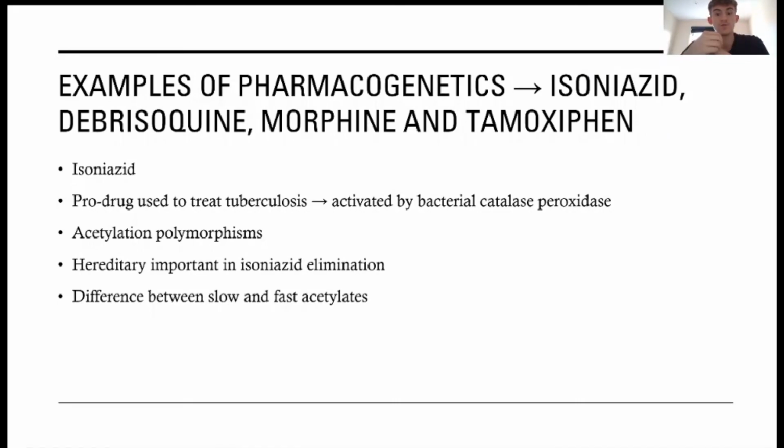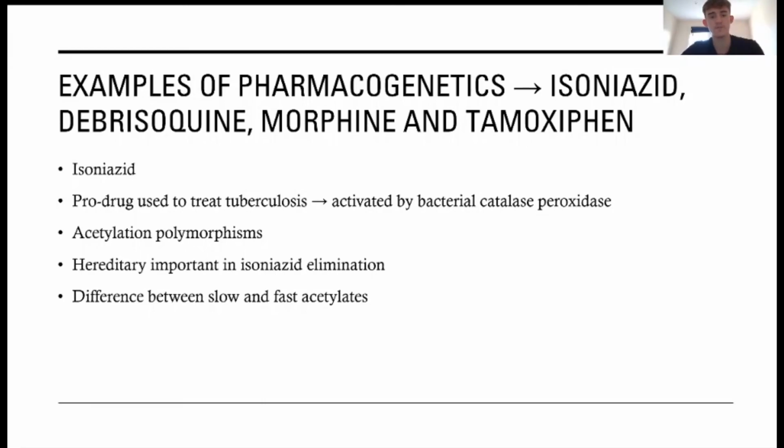If we talk about some examples, we've got isoniazid. That's a prodrug, so as we talked about, it's inactive when you take it in, then it gets processed by your enzymes, goes through those phases and becomes active. It's used to treat tuberculosis, and it's activated by the bacterial catalase peroxidase found in them.